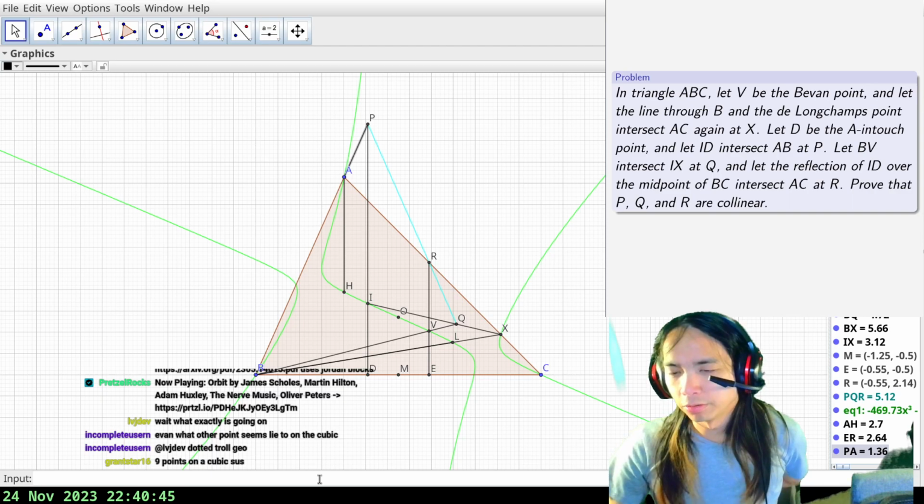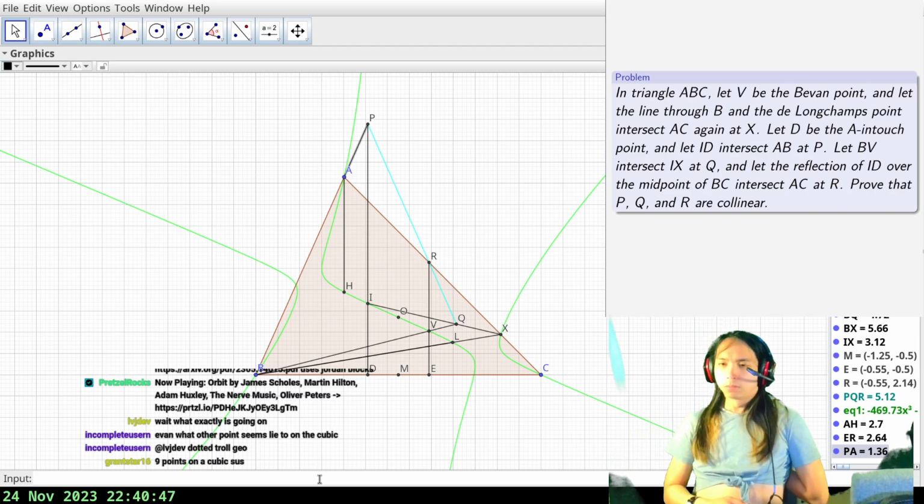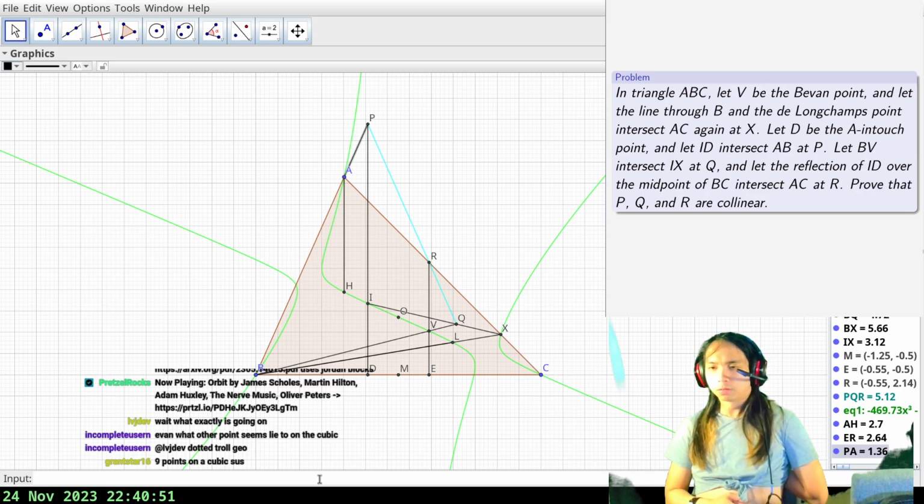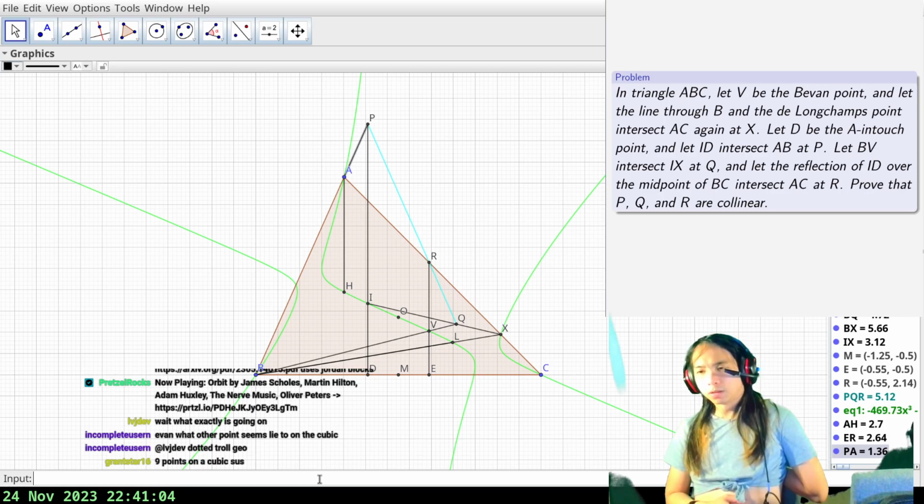so P, Q, and R do not lie on the cubic, but the claim I have, how many points are on the cubic right now? 1, 2, 3, 4, 5, 6, 7, 8, 9. 9 is the magic number, right, for an on-triple result to happen. It's like A, X, C, B, L, X.